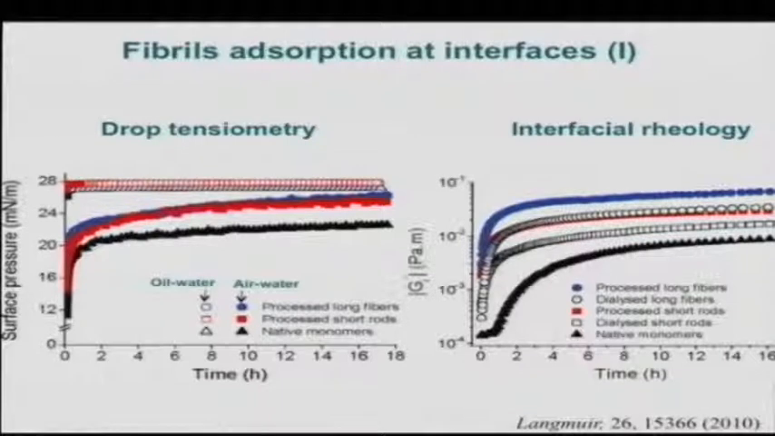This is the interfacial shear modulus. You see these are again the native monomer, and you see that within 1 hour or so you have gained an order of magnitude in the stiffness, in the rigidity of the interface. So if you want to stop coalescence or disproportionation in emulsion, you want to decrease the ratio between the surface tension and the extensional Young modulus. Right, so this ratio has to be less than a half.